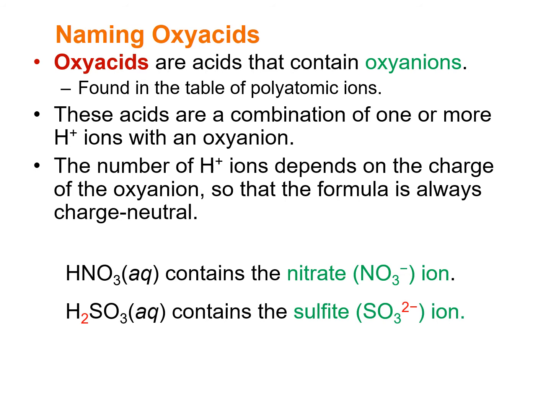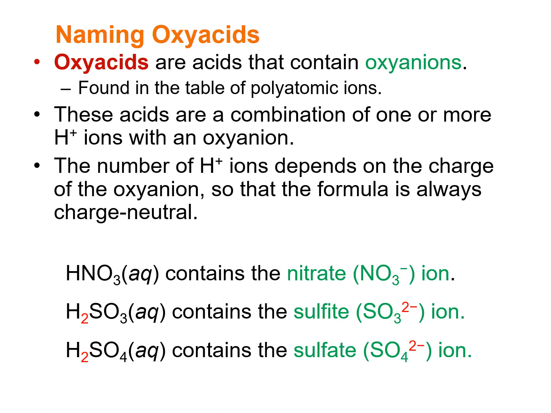Here we have H2SO4, and this contains the sulfate ion. Sulfate is an oxyanion. It comes in with a -2 charge, which is why we're going to have two hydrogens in this formula. Here we have another SO combination. This is called a sulfite ion. This one has 3 oxygens. The sulfate had 4 oxygens. But the sulfite also has a -2 charge, which means we need to have 2 hydrogens to offset that -2 charge and give us a neutral formula.